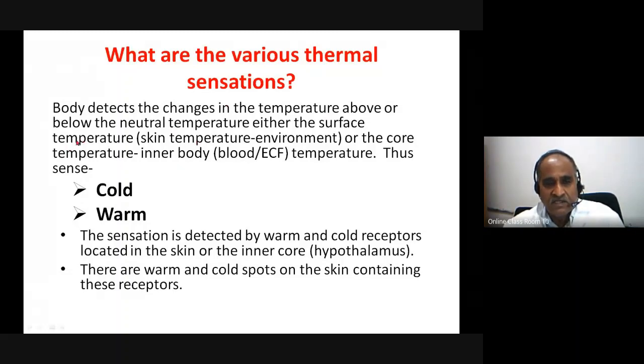we have temperature sensing receptors under the skin, and also temperature sensing receptors in the inner core of the body, especially in the hypothalamus. In both situations, they sense cold and warm sensation. The sensation is detected by warm and cold receptors located in the skin and in the inner core of the hypothalamus.